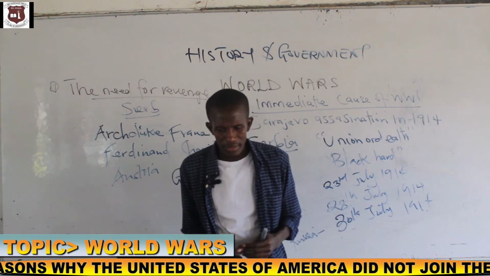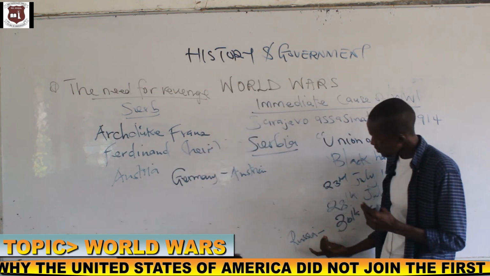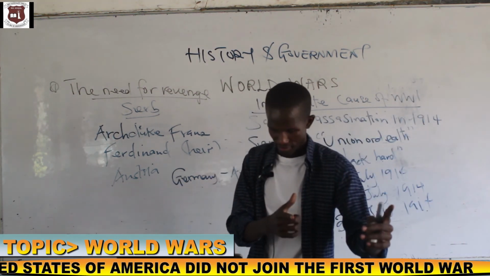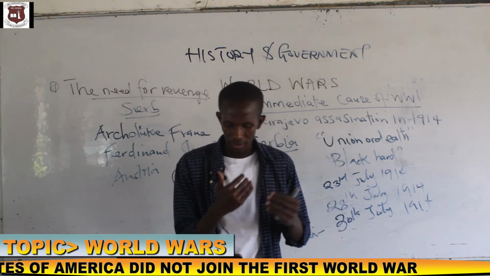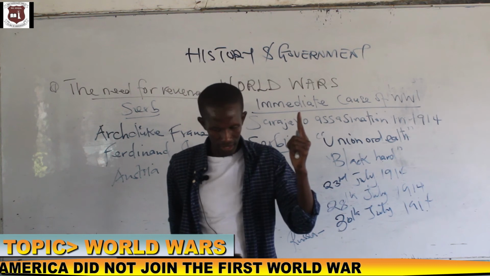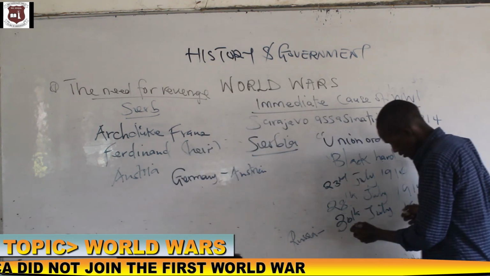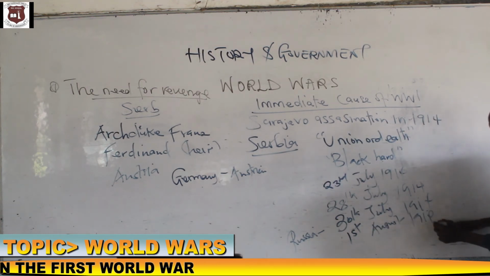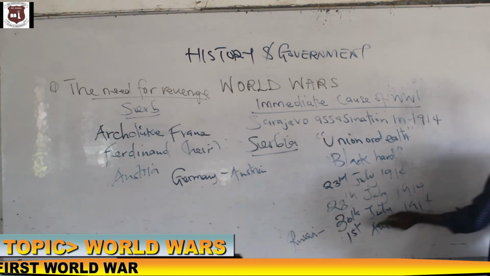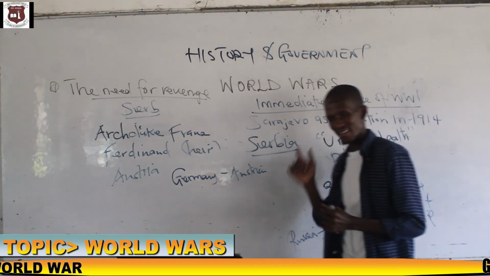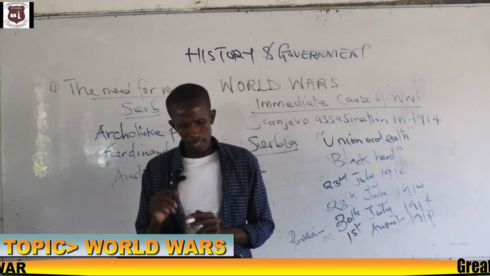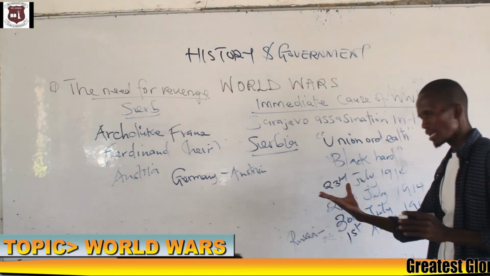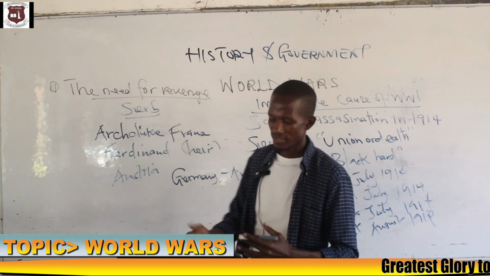Consequently, because Russians refused to withdraw their forces, Germans declared war on the Russians. Now you can see how the war is developing. Germany declared war on the Russians on the 1st of August 1914, and then on the 3rd of August, same year, the Germans declared war on the French.